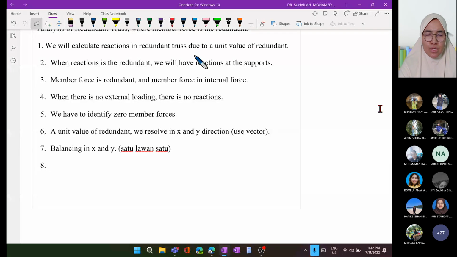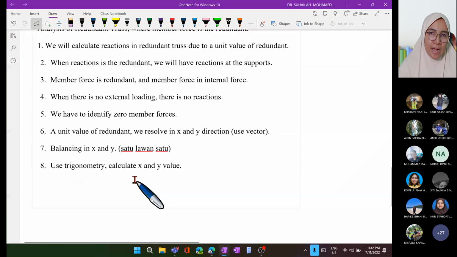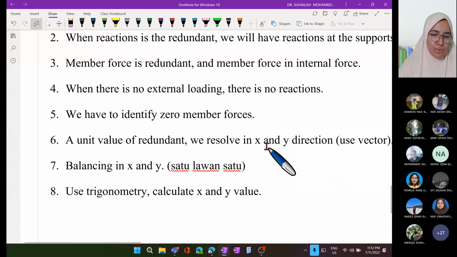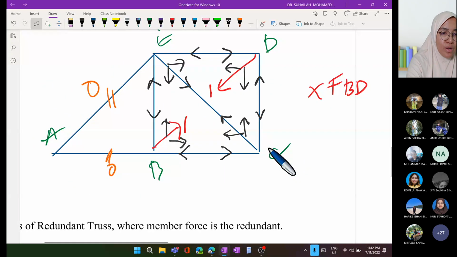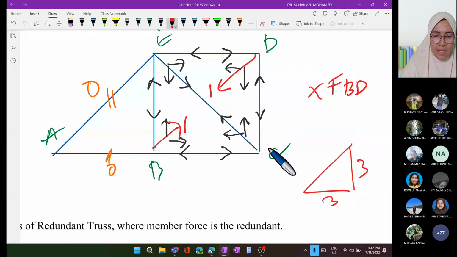Number 8. Now, we use trigonometry. Ni matematik. Use trigonometry. Calculate X and Y value. It means that kalau tadi trigonometry ni kan 3. Trigonometry for this is 3 and 3. And hypotenuse ni is 4.24. Please check. 4.24, the hypotenuse.